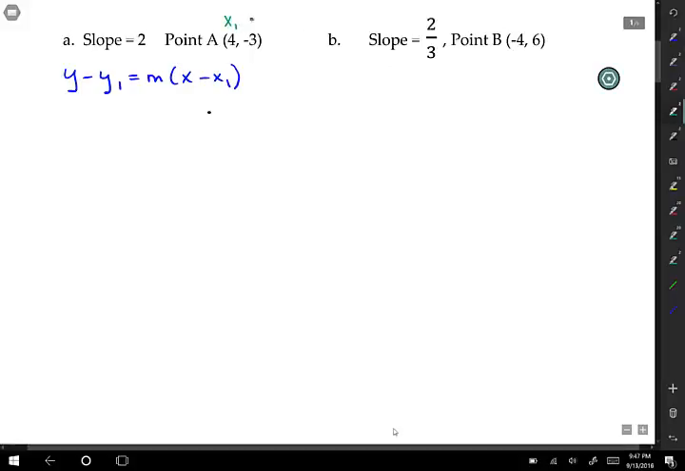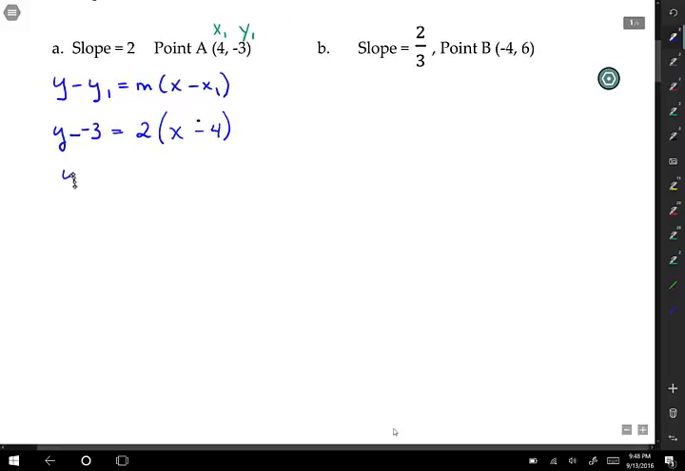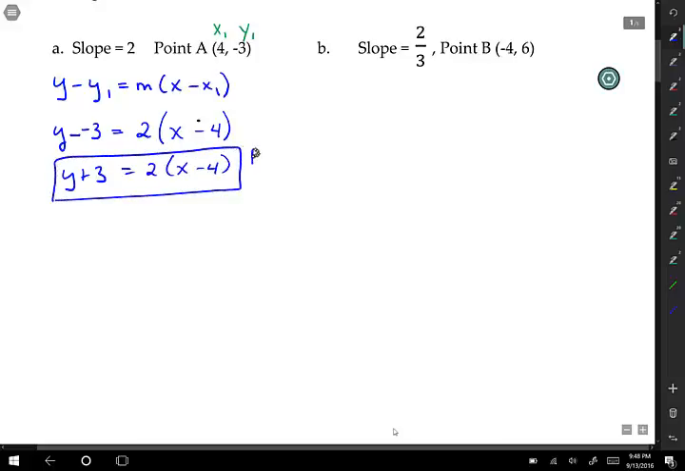So that's x1 there, that's y1 there. All we're going to do here is put our points in, and we have our point slope form. So y minus a negative 3 equals our slope times x minus 4. The final version is y plus 3 equals 2 times x minus 4. And this is going to be our point slope form.